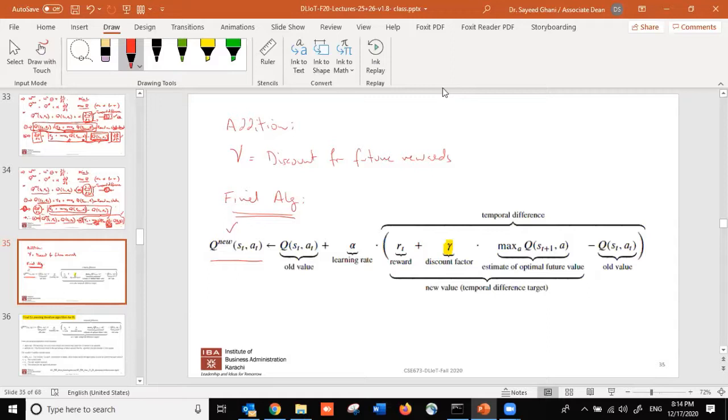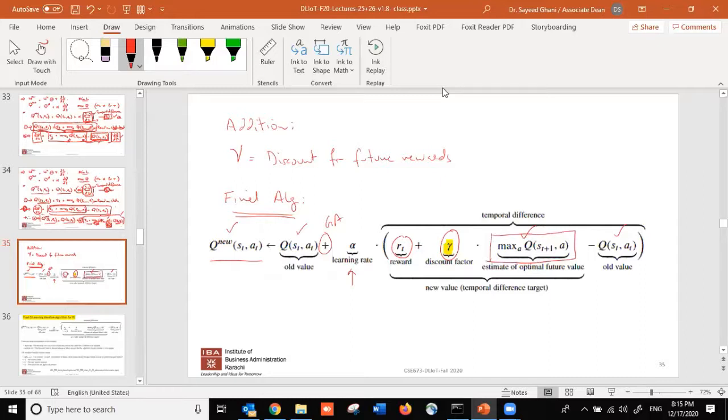Q new, we take the original value of Q. We take the learning rate. We have a plus sign because we're using gradient ascent. And then we have the reward. This term we've looked at, this term we've looked at. Now, a discount factor is also put in at times because the future rewards that you get sometimes are not very useful.